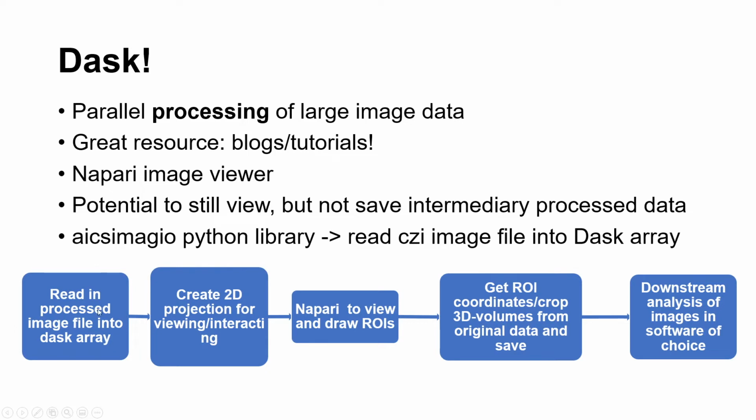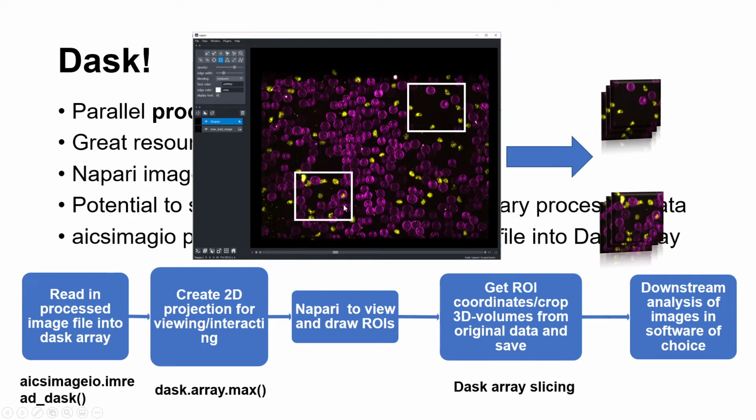So what I would do is I'm planning to use this library, AICSImageIO. The reason I'm using this is you can read this proprietary file format into a Dask array. So there's a command for that. So I can then create a 2D projection, use Napari to open my images, draw these regions of interest based on the events I'm interested in, extract the coordinates of these boxes, and then go back to the original volume and then extract those out. And then I can do downstream analysis in my software of choice when I need it.